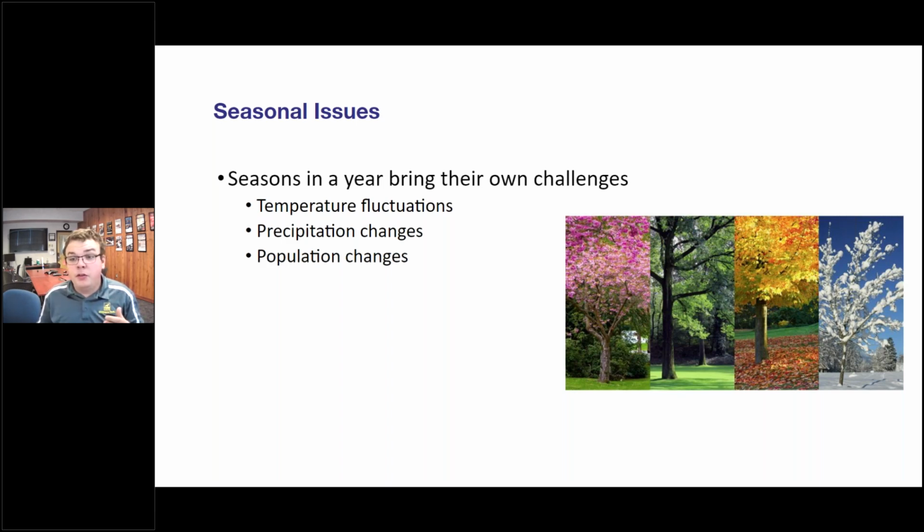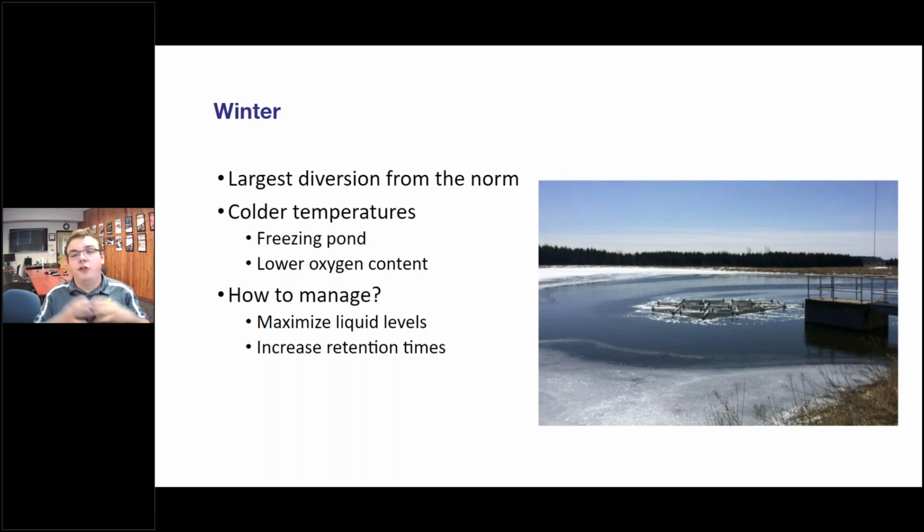If you get freezing winters, this is going to be the biggest diversion from the norm for your lagoon system. You're going to have colder temperatures that could result in the pond freezing over, which means less natural currents due to the wind. You're going to have lower oxygen content in the water, and it's simply going to be less conducive to the reactions that have been happening during the warmer times of the year. To manage through this, it's really just maximizing the amount of liquid your lagoon system is able to hold, keeping that sludge layer as minimal as possible before winter hits, and keeping your retention times in the lagoon system higher.